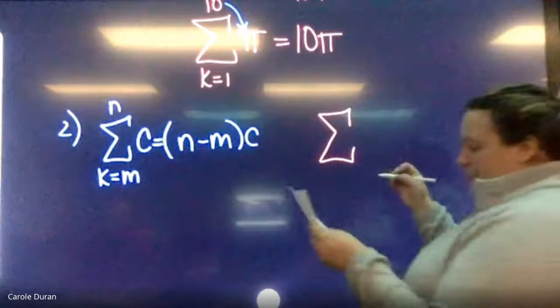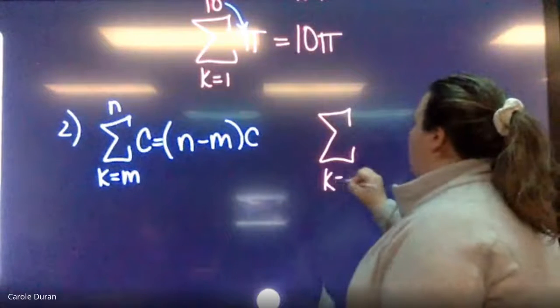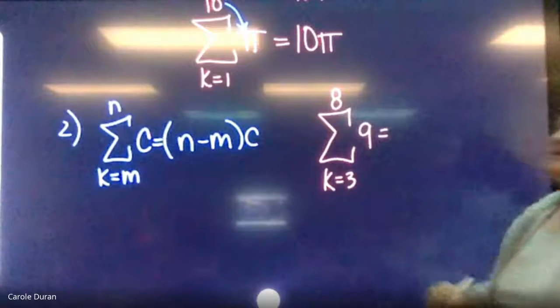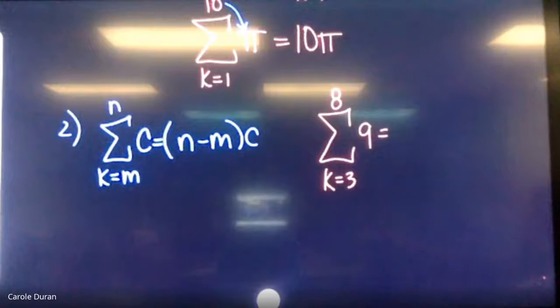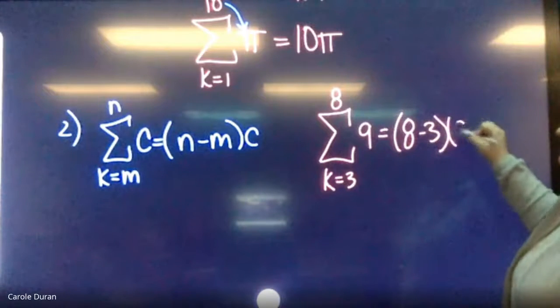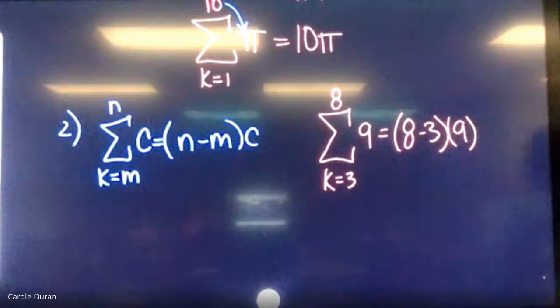Okay, so the example we're going to do is from k equals 3 to 8 of the constant 9. So I'm finding the sum from terms 3 to 8, where each of my sequence values is 9. So this summation is going to be equal to 8 minus 3 times 9. 8 minus 3 is 5, times 9.